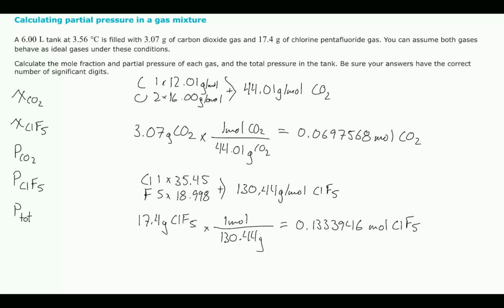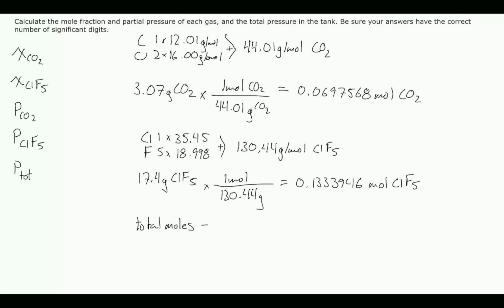So how do I find the mole fraction? Yeah, so we need the total moles if we want mole fraction, because mole fraction is the fraction of the total moles that is either CO2 or chlorine pentafluoride. So add those together. So that plus that. So total moles, I guess I could have written N total, is 0.2031 moles.